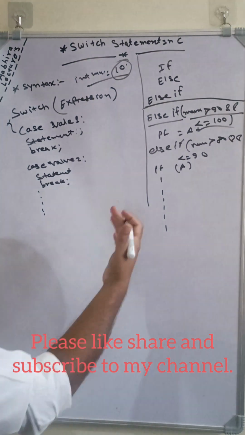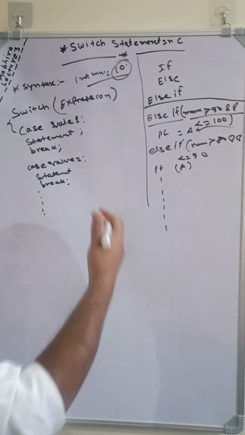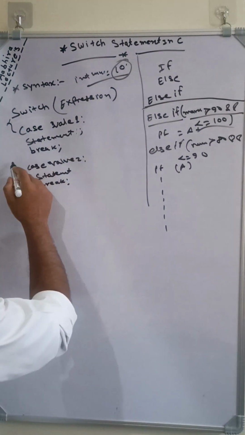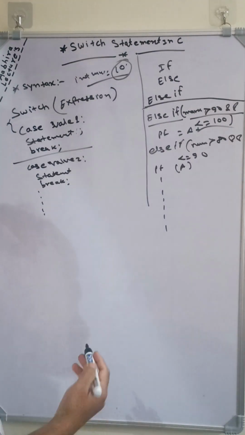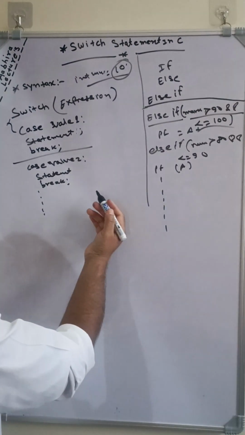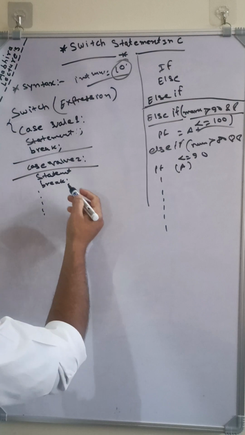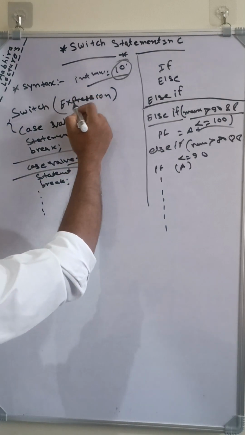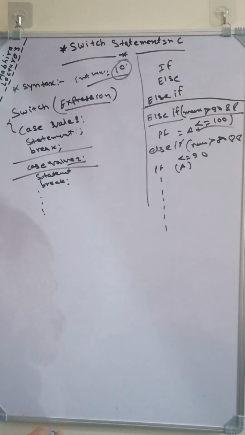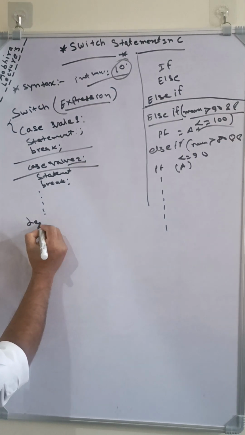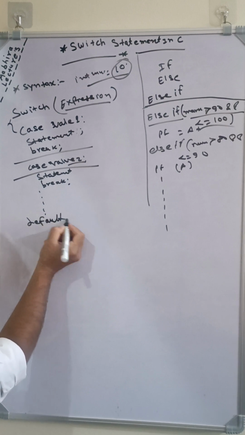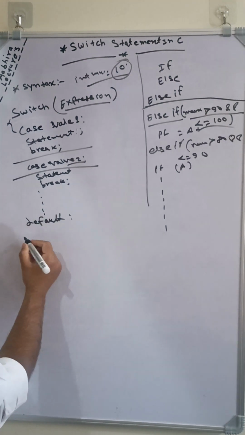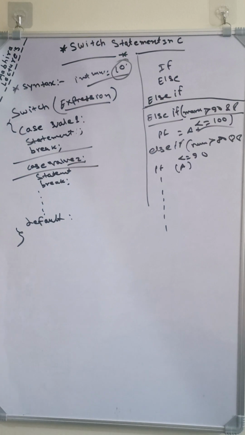If you want to choose any one, there is no need to execute all the cases. If I want to execute only case 2, then that should match the expression or condition. That is what we will see here. Then we can write default also, and then close the bracket.